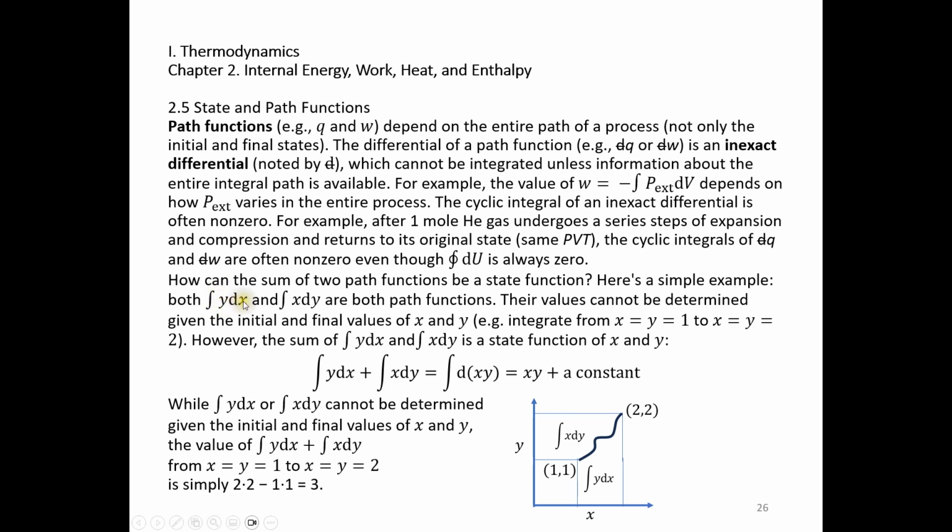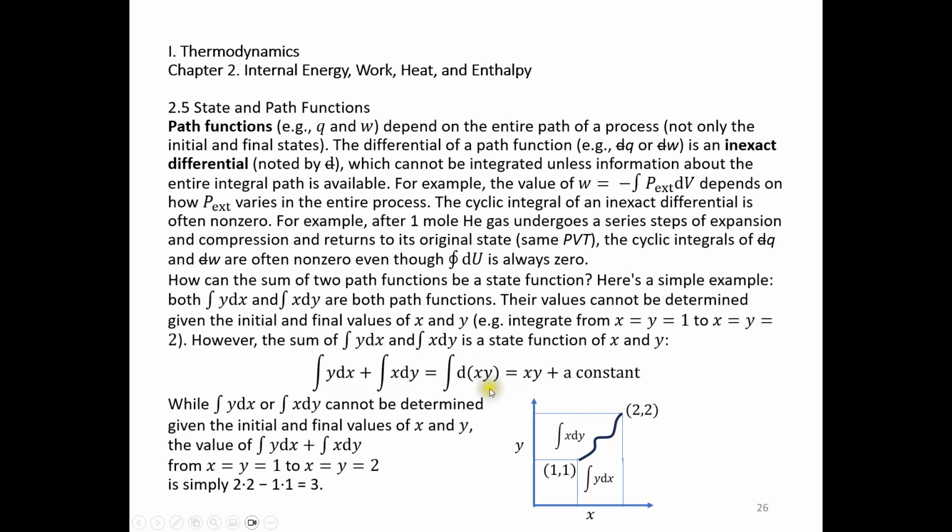It may be a function of x, it may be a constant. We do not know. Therefore, we need more information to calculate this integral of y dx. For the same reason, we need more information to calculate the value of the integral of x dy. However, if we sum up these two path functions, the integral of y dx plus the integral of x dy is actually the integral of d(xy).